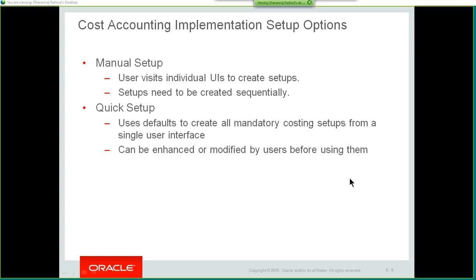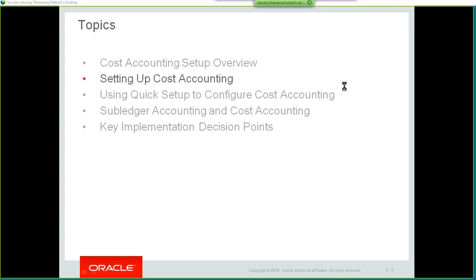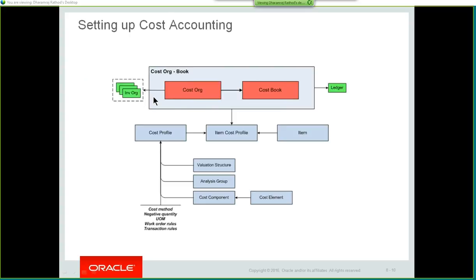There are a couple of ways you can implement your cost accounting. If you want to do a POC or CRP1 for your customer, you can use the quick setup. Quick setup is nothing but a rapid implementation scenario where you give minimum information, create your mandatory setups automatically, and then you can start using your application. Another way is you can create them manually. Let's look at the manual way of creating the configurations first, and then I'll show you the quick setup.